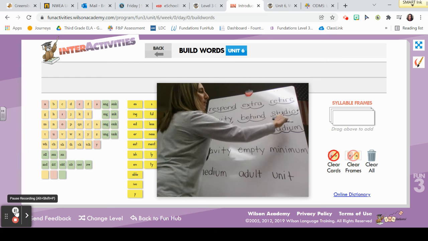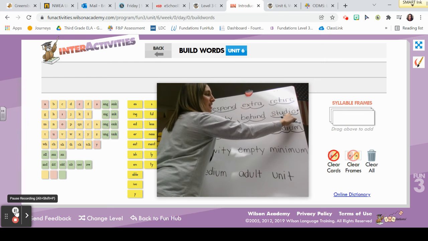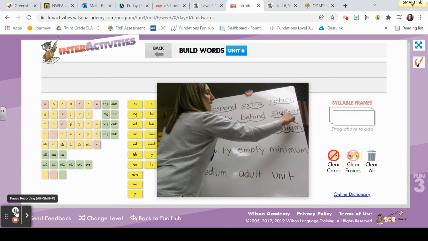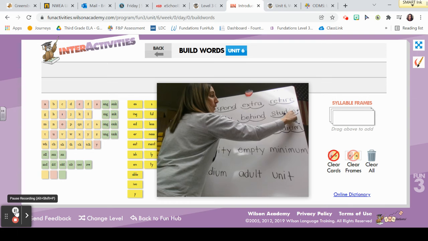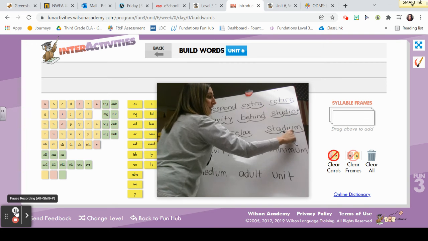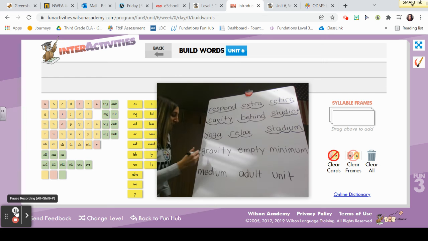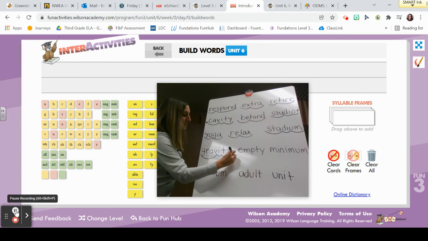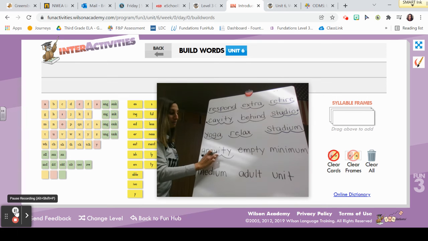Stadium. And remember, when you have this I, this is like that I, champion, E. When it's in the middle of a word and it is followed by a vowel, we don't say I or I, we say E. And here again, it's followed by a vowel. Let's try this one. Gravity. Notice this one is in the middle, but it's not followed by a vowel. So this is when we do the I, animal, or I.